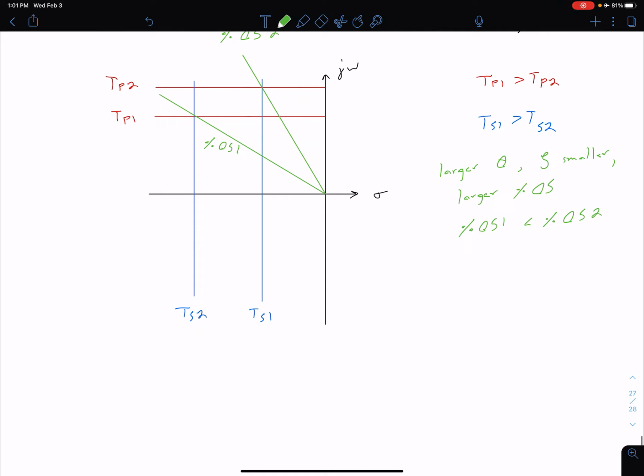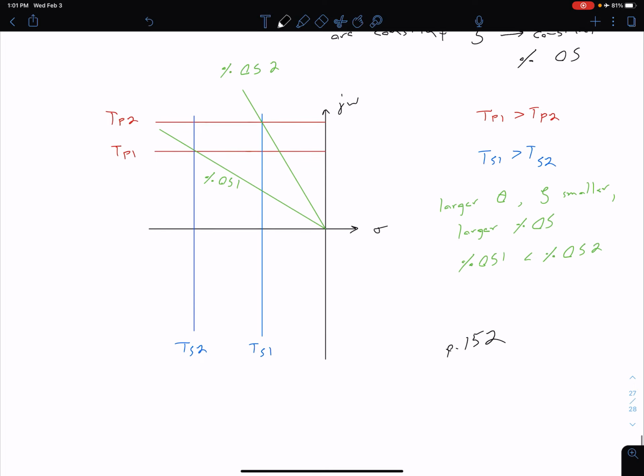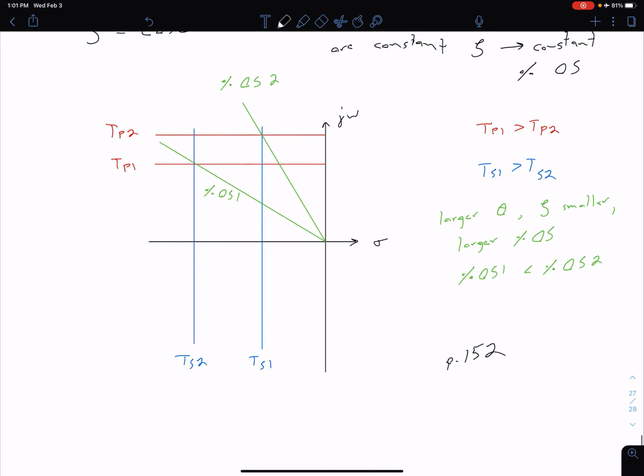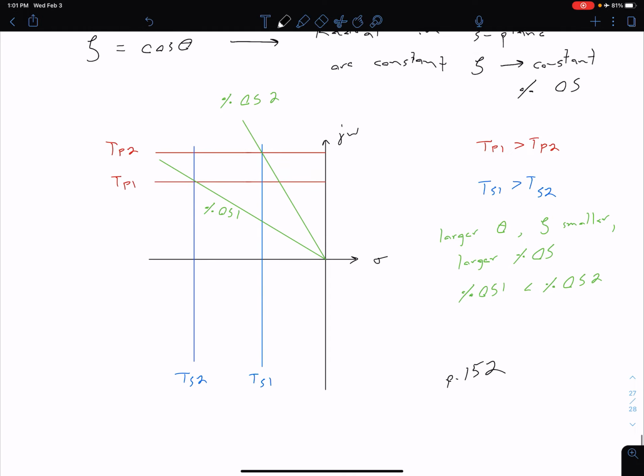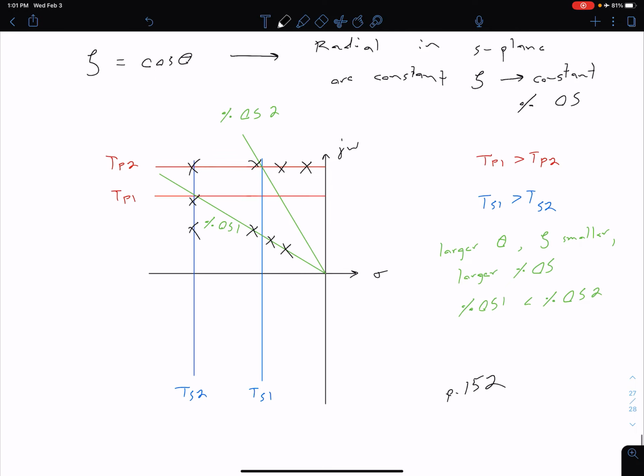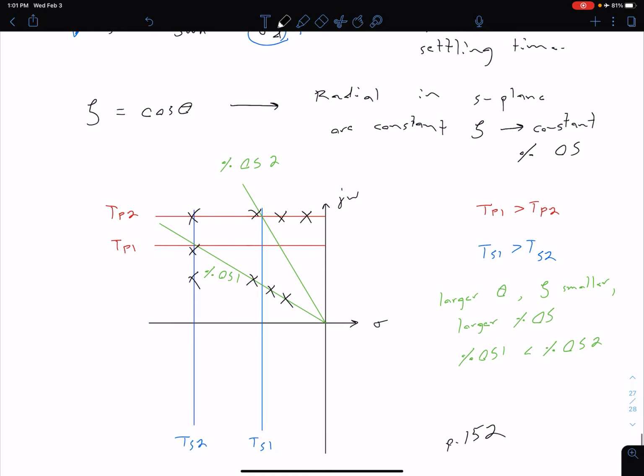And so in the textbook, there are some good plots with a little more detail, and those are on page 152 in the 8th edition textbook. What these plots show are basically different simulations of functions where, for instance, the poles are all on a vertical line, or where poles are all on a horizontal line, or where poles are all on a radial line. So that might give you some good insight into that as well.